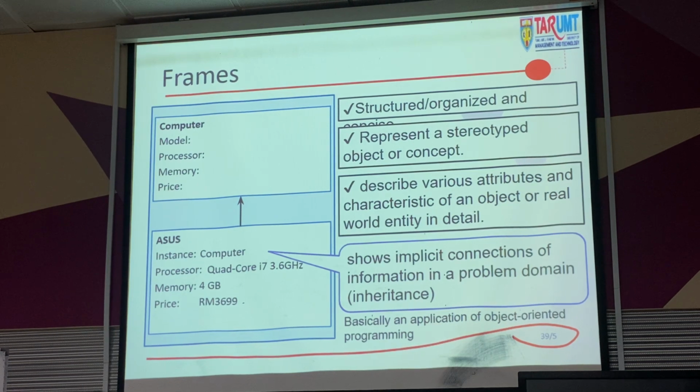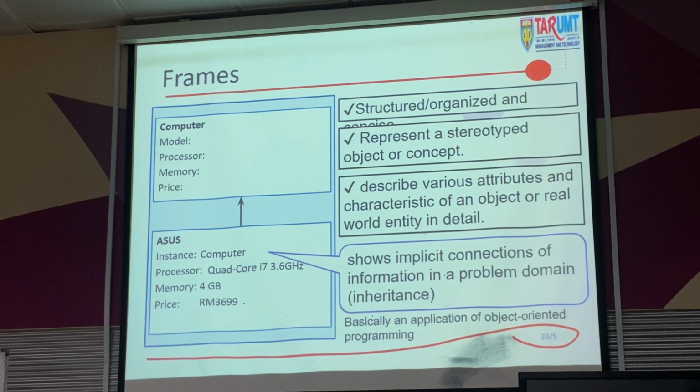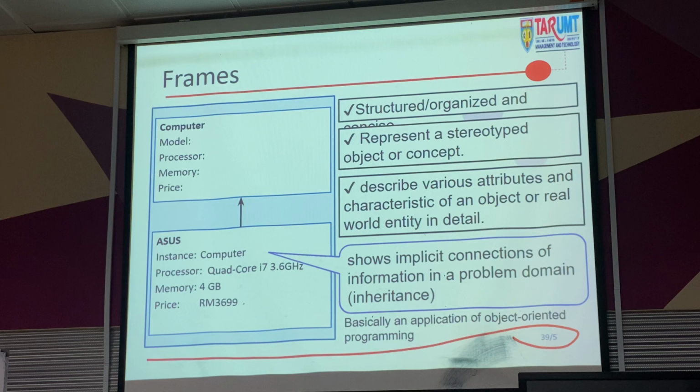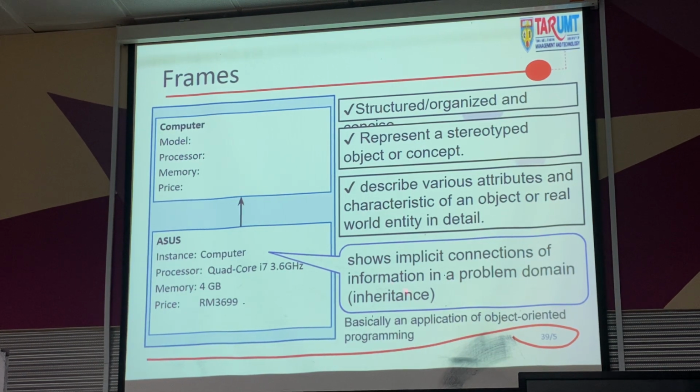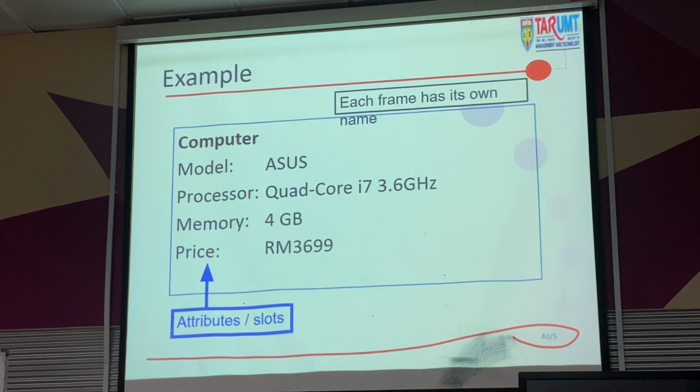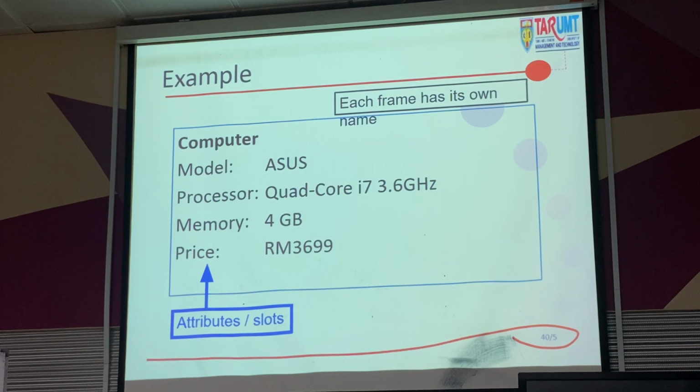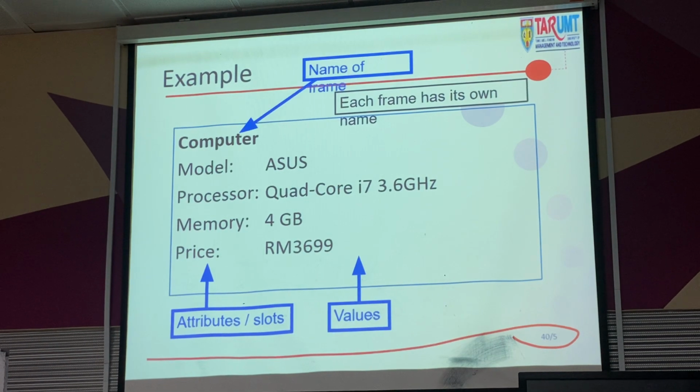Okay, frames describe various attributes and characteristics of objects and real-world entities, so implicit connections of information in the problem domains. It's not only to show the properties, but it also shows the inheritance, right? This ASUS actually inherits the properties from the computer. So remember you have 3 elements: the name of class, the attributes, and also the values.